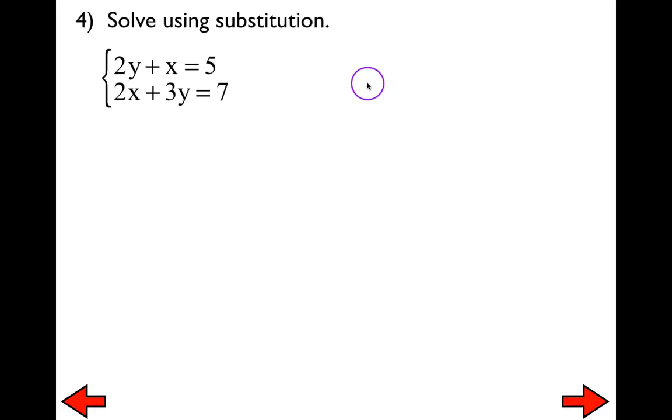Okay, so now what I would like you to do is go ahead and try number 4. Number 4 is just a little bit more challenging than the last few, so go ahead and give it a shot.